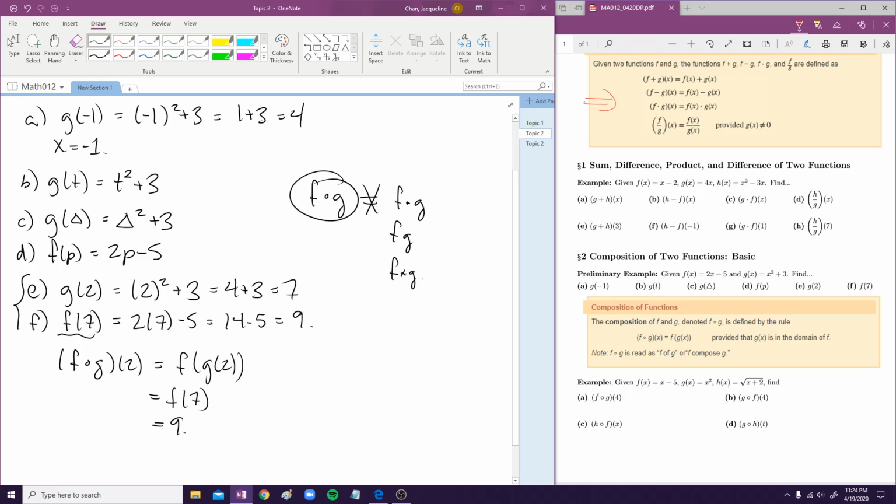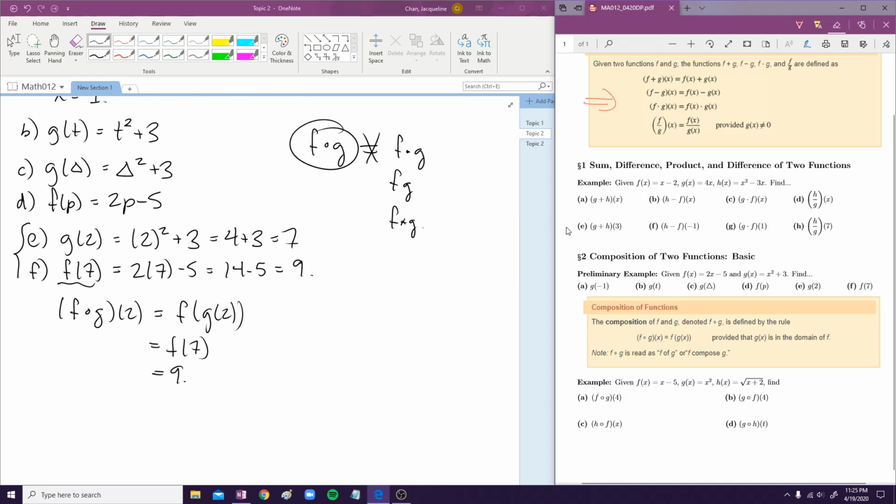So composition of functions, it's really not that bad. The biggest thing about composition of functions is you have to know the definition, what it means. When you see f of g of x, how can you rewrite it? Then it's not as bad. That's just the biggest thing. You need to know the definition. All right? So now that we've already done an example without even knowing it, let's do another example.